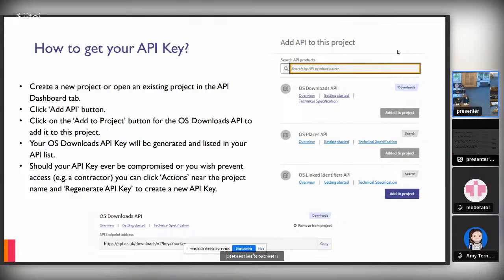Obviously, we suggest you don't share your Downloads API key, otherwise everybody else is going to be feeding off your one key. But if you ever have an issue with your API key being compromised, you can regenerate it in a really straightforward way using the system.